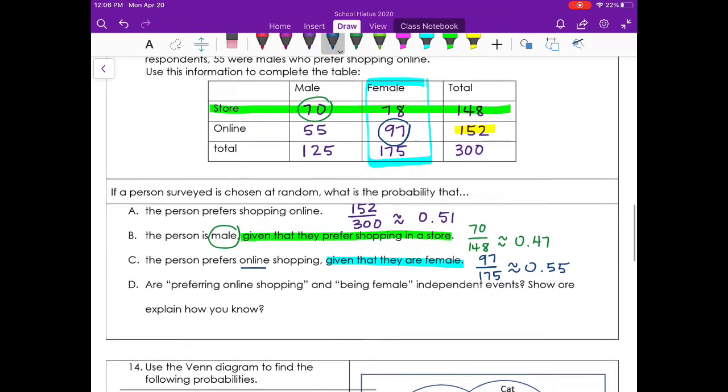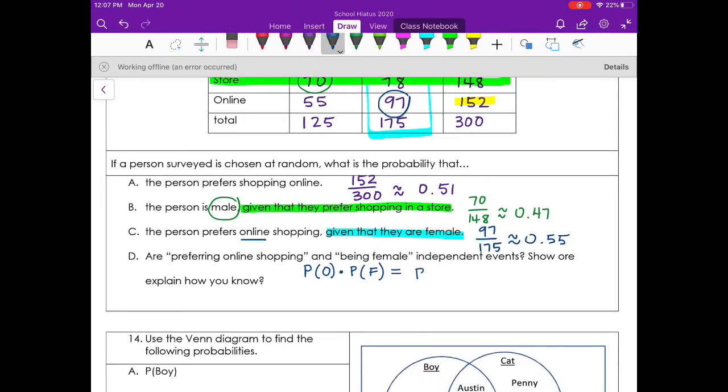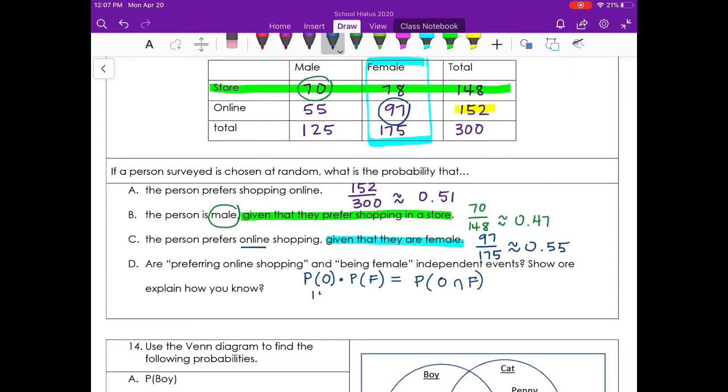Finally, we want to determine are preferring online shopping and being female independent events. If these two events are independent, then the product of their probabilities will be equal to the probability of their intersection. So we'll determine the probability that a person prefers online shopping, which is 152 out of 300, and the probability that they're female, which is 175 out of 300. We'll multiply those two together and simplify to get approximately 0.30.